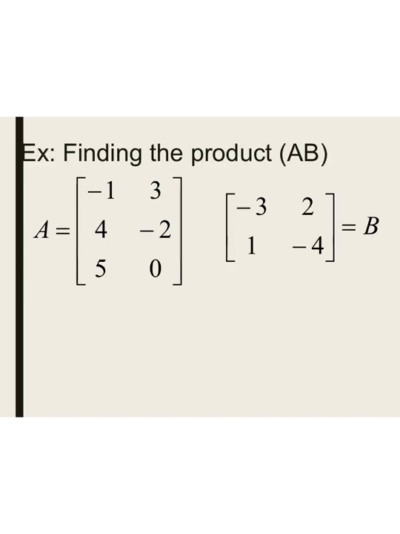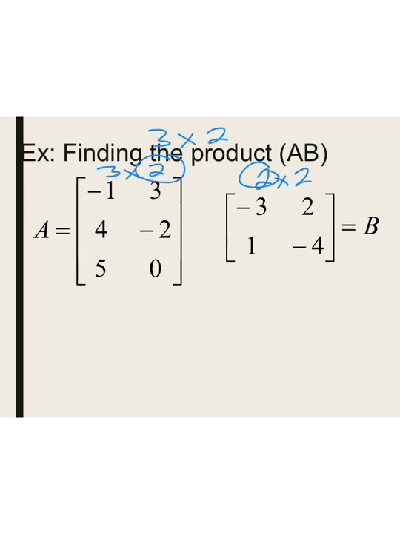All right, so now we have switched the matrices, and now A is going to be our 3 by 2, and B is going to be our 2 by 2. Since the inside values do in fact line up, we can multiply these together, and we should end up with a 3 by 2 as our final answer.